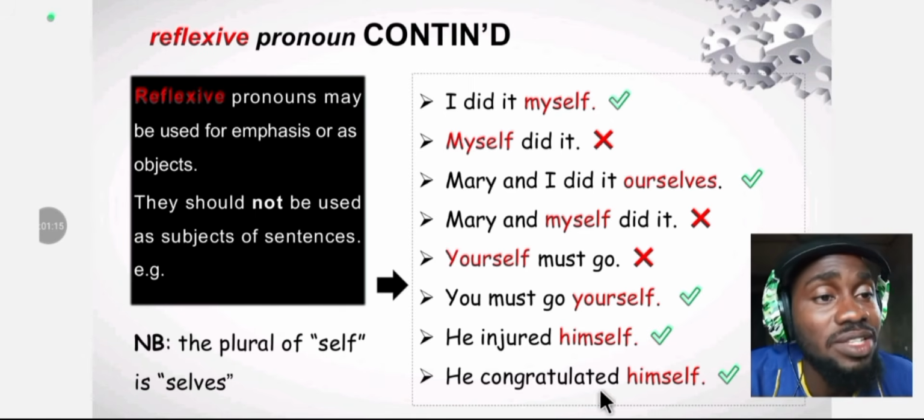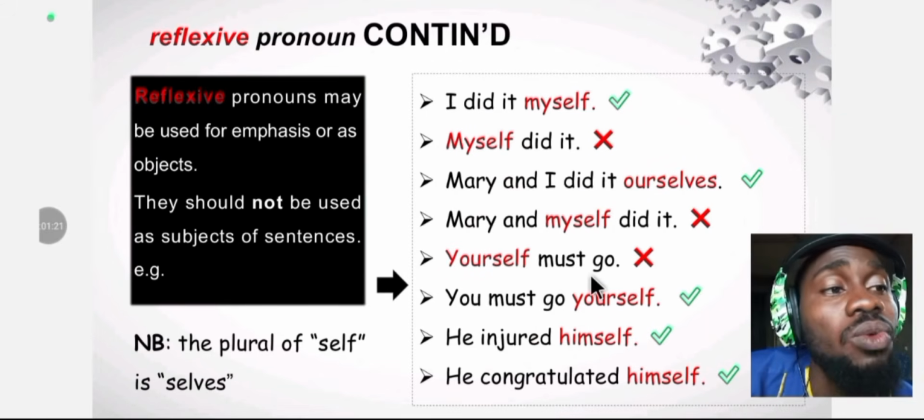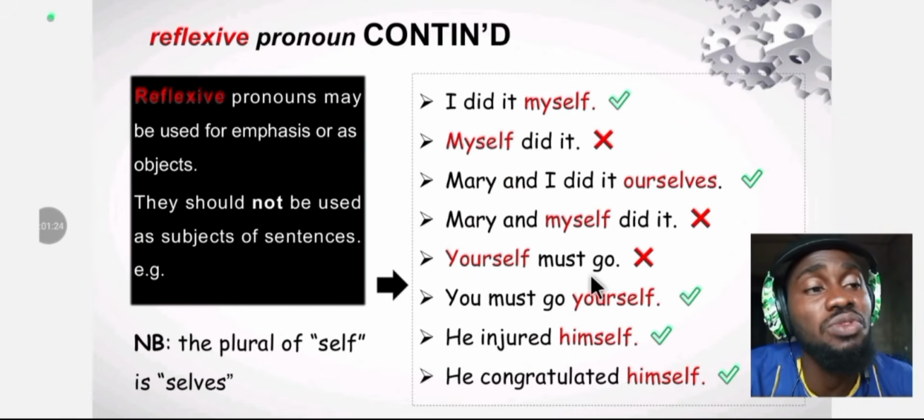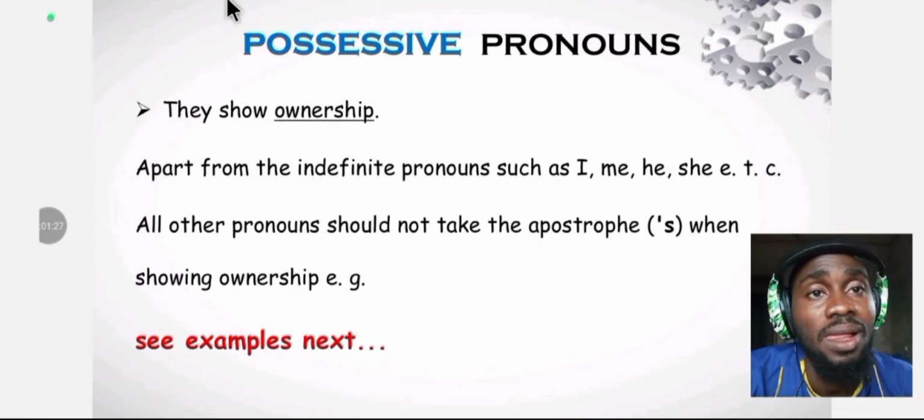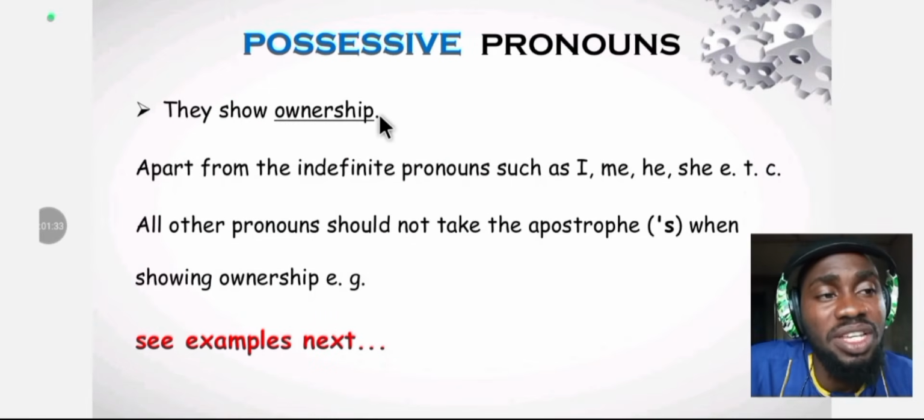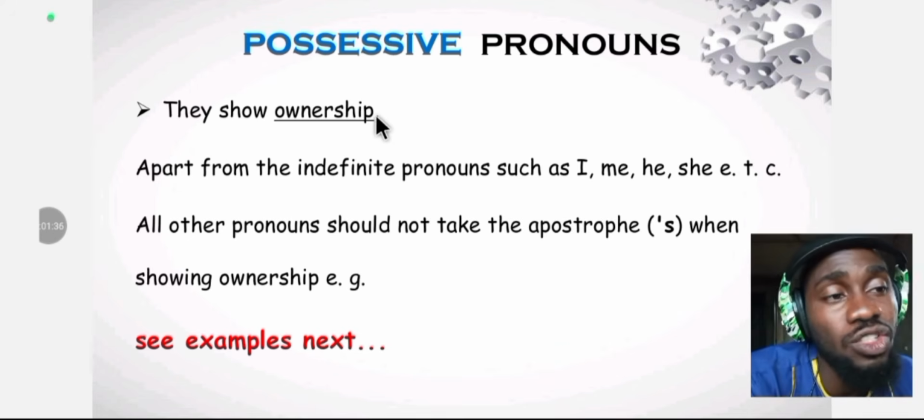The verb here is congratulated. With this, we are done with reflexive pronouns. Let's move over to possessive pronouns. Possessive pronouns show ownership. That's the function of a possessive pronoun: those pronouns that indicate ownership.